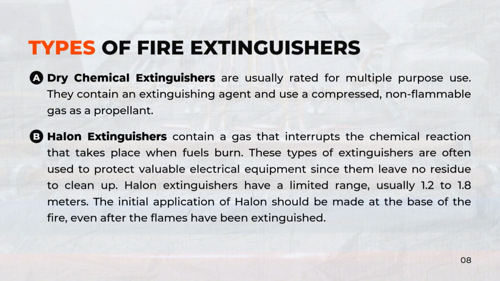Halon extinguishers contain a gas that interrupts the chemical reaction that takes place when fuels burn. These types of extinguishers are often used to protect valuable electrical equipment, since they leave no residue to clean up. Halon extinguishers have a limited range, usually 1.2 to 1.8 meters. The initial application of halon should be made at the base of the fire, even after the flames have been extinguished.